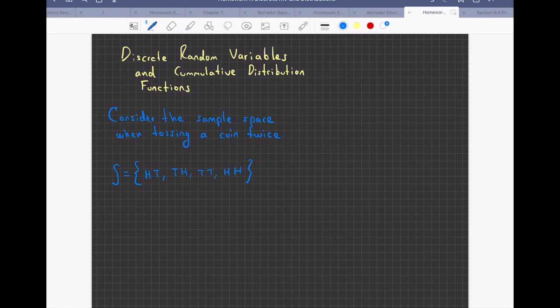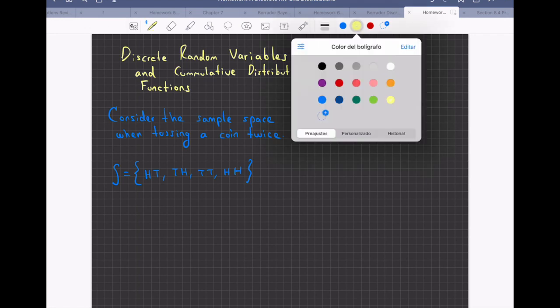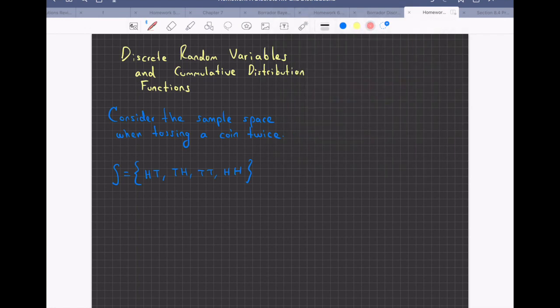Now, I will define a function that I'm going to call X, capital X. This function will have domain on the sample space. And the range or codomain is going to be a subset of the real numbers.